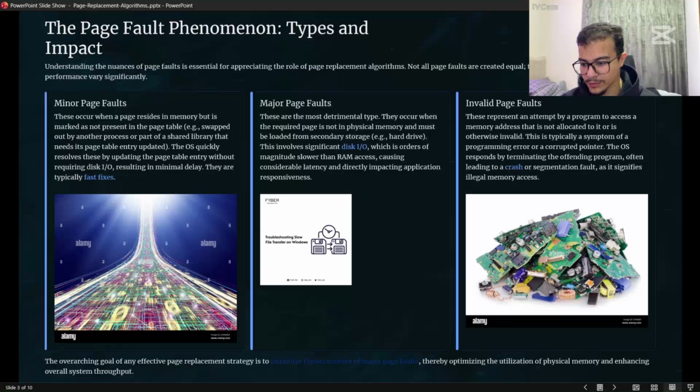The overarching goal of any effective page replacement strategy is to minimize the occurrence of major page faults, thereby optimizing the utilization of physical memory and enhancing overall system throughput.